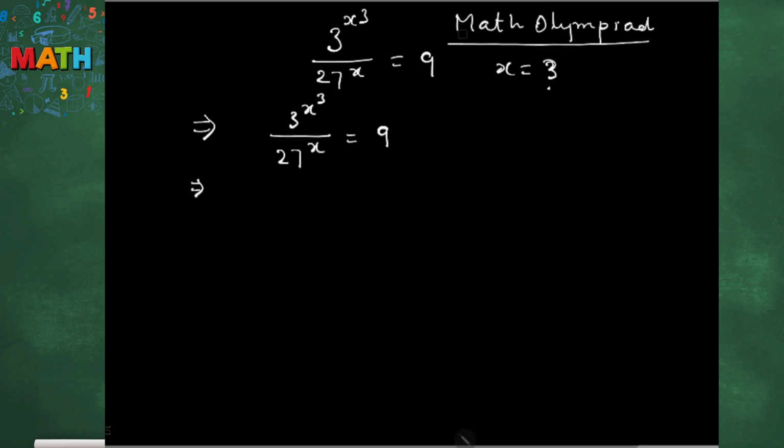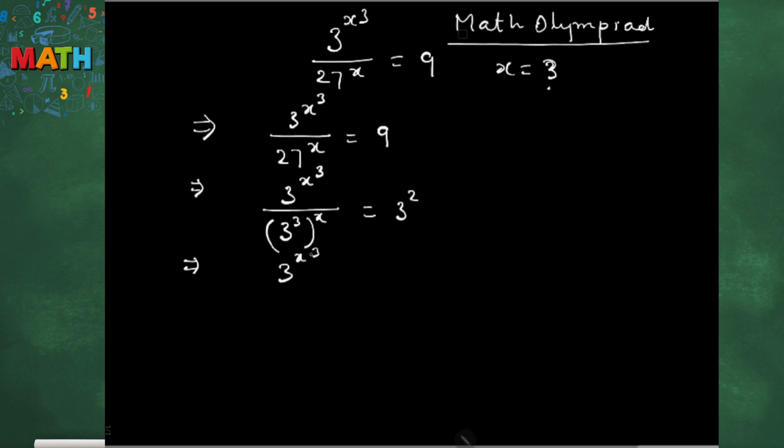So what we can write, let's do that. 3x to the power x cube. 27 can also be written as 3 to the power 3, x is equal to 9. 9 you can write as 3 square. So why am I writing it in power 3? Because I just wanted to ensure that whatever the multiplication is happening, that gets added in the form of powers.